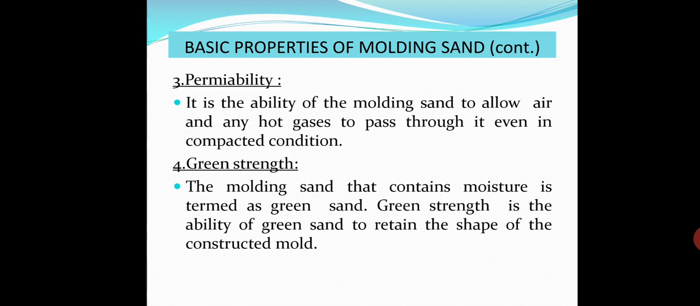Next is green strength. The molding sand that contains moisture is termed green sand. And green strength is the ability of green sand to retain the shape of the constructed mold. That means when green sand is used, the strength of the green sand is known as green strength.